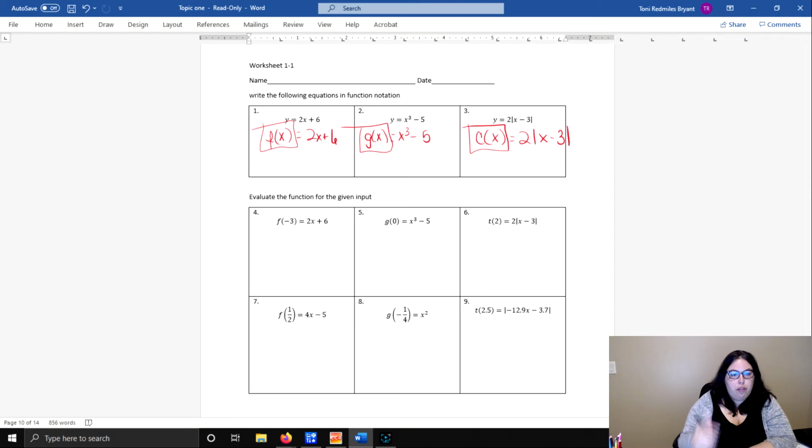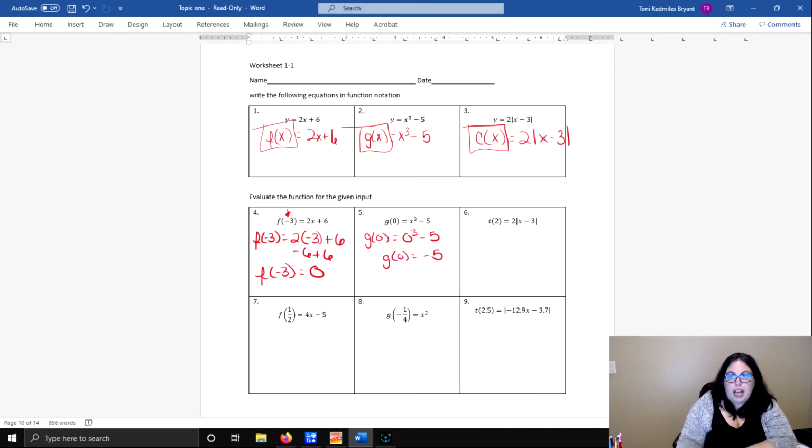Now in these we have to evaluate for the input. Function notation organizes an equation so that we can clearly see the input, and then we just put that input in for x. So in this one, it's going to be 2 times -3 plus 6, which is -6 plus 6, which just so happens to be 0. In this one, I put 0 in it. It doesn't matter how many times I multiply that 0, it's just going to be 0. So when I put an input of 0, I get an output of -5.